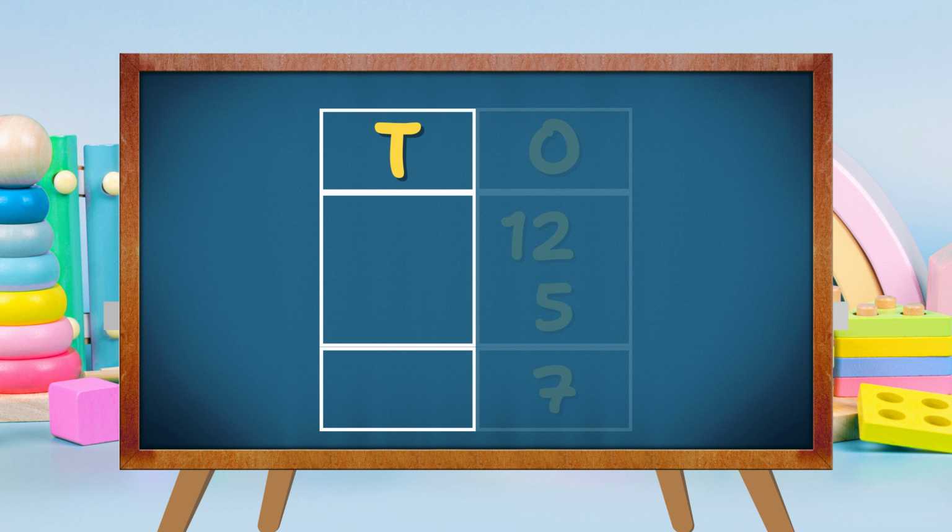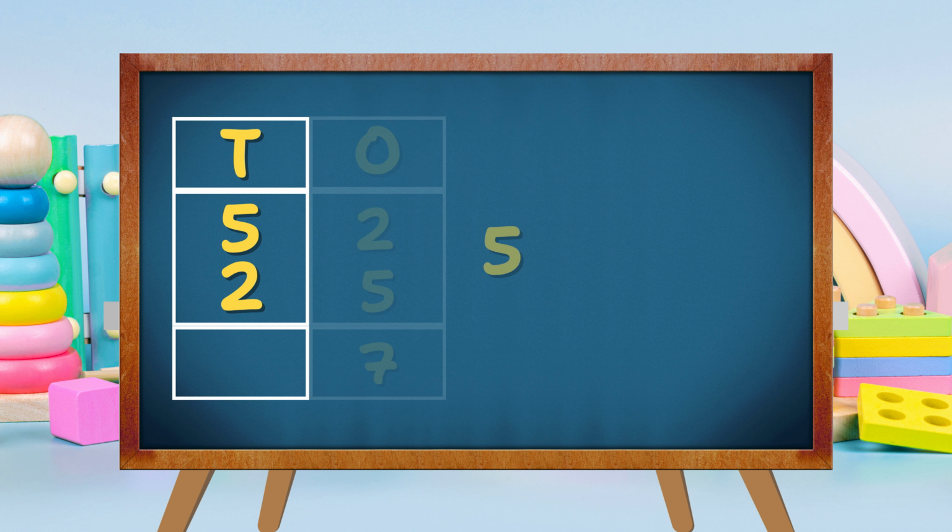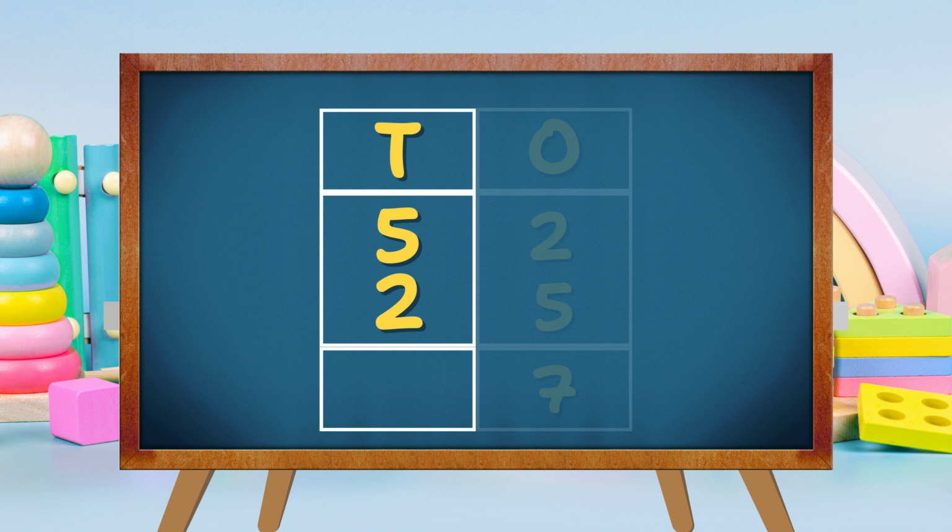Now, let's subtract at the tens place. At the tens place, we had already borrowed 1 tens, so only 5 tens are left. When we subtract 2 tens from the 5 tens, only 3 tens will be left. So we will write 3 at the tens place.